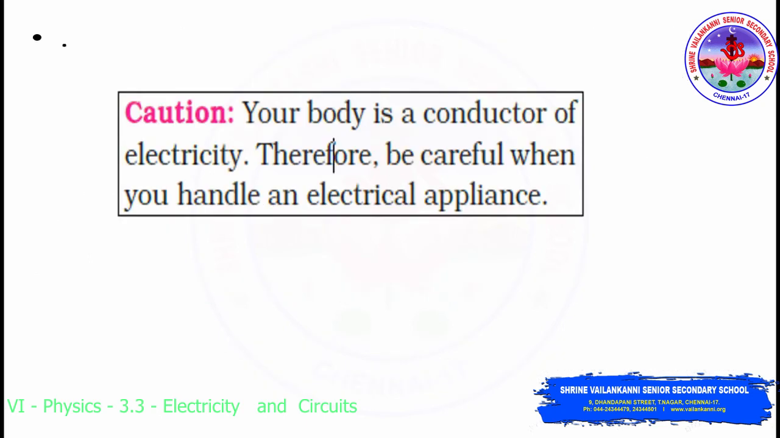And one more thing you have to keep in mind: our human body is a good conductor of electricity. So that's why we have to be very careful when we are handling electrical appliances. We have to be much more careful when we are dealing with all the electrical appliances.